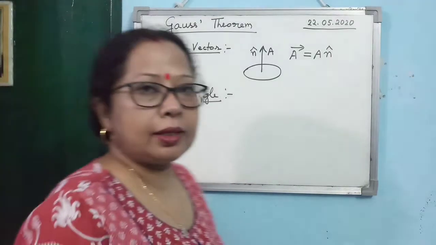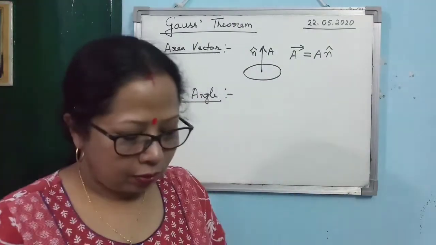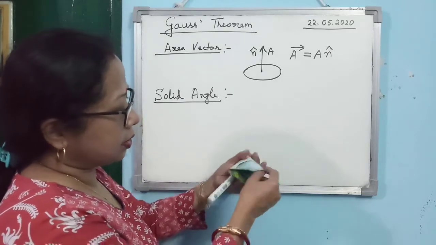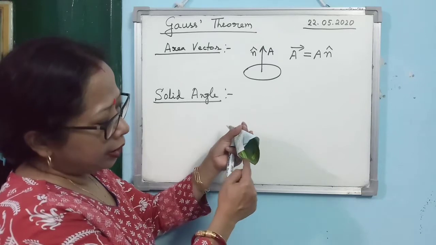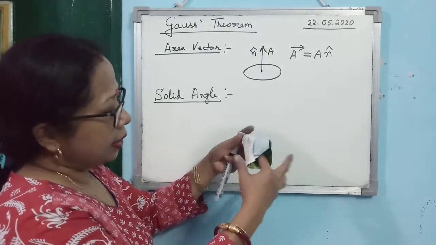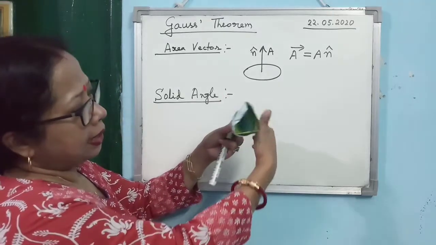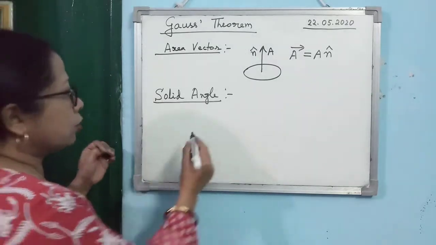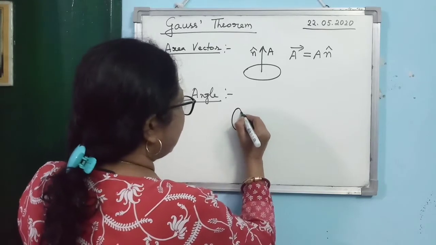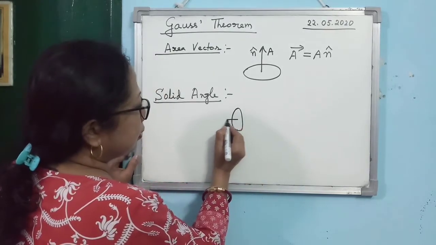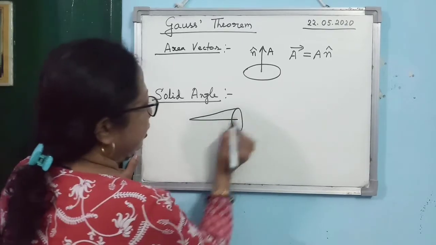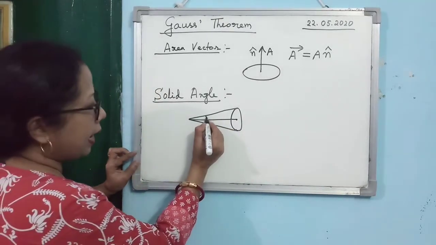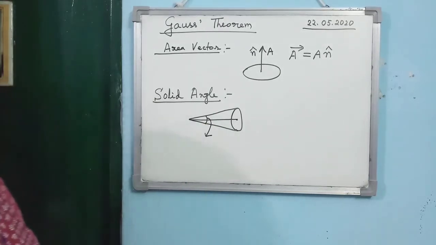Next is the concept of solid angle. You have already got this in lower classes also. Consider an ice cream cone, where the surface is circular. If you join every point of the circumference of this circle to the vertex, then at the vertex an angle is created. That is known as the solid angle. Suppose there is a circular surface and you have joined each and every point of the circumference to the vertex, then the angle formed here is known as the solid angle.